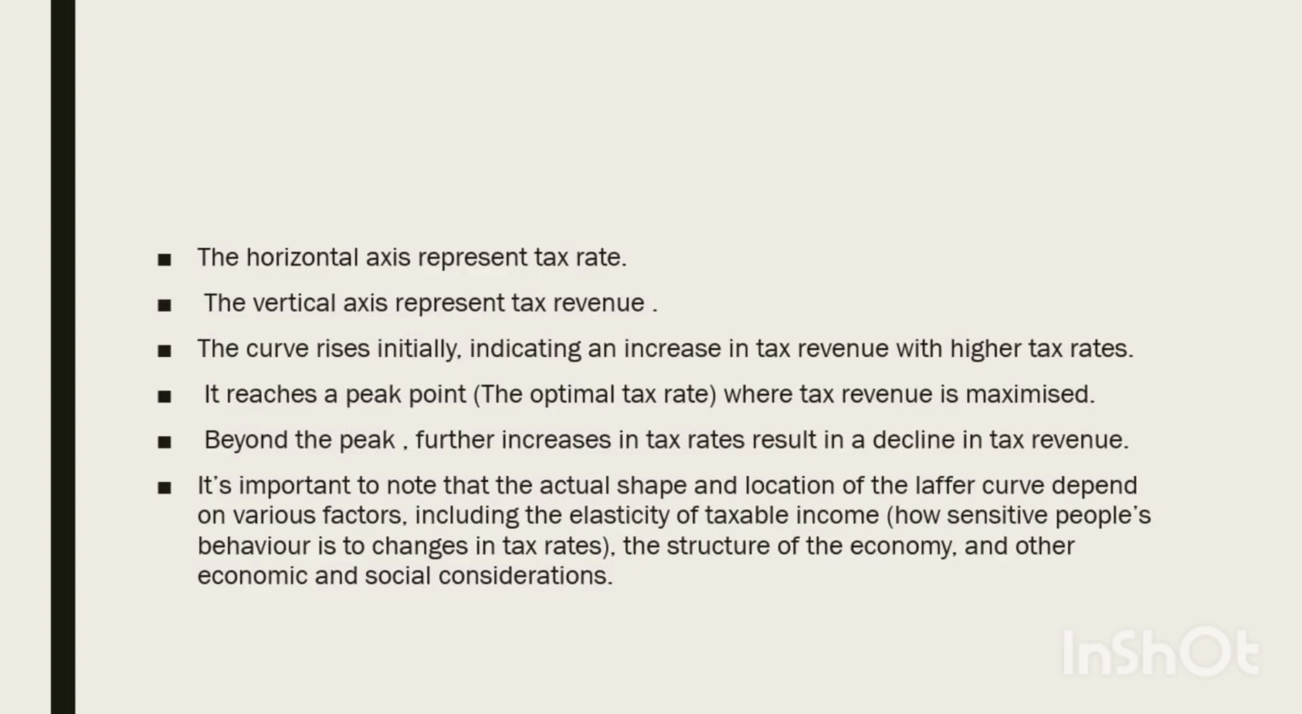The explanation of the graph: the horizontal axis represents tax rate, the vertical axis represents tax revenue. The curve rises initially, indicating an increase in the tax revenue with higher tax rates. It reaches a peak point, that is, the optimal tax rate, where tax revenue is maximized. Beyond the peak, further increase in tax rates results in a decline in the tax revenue.